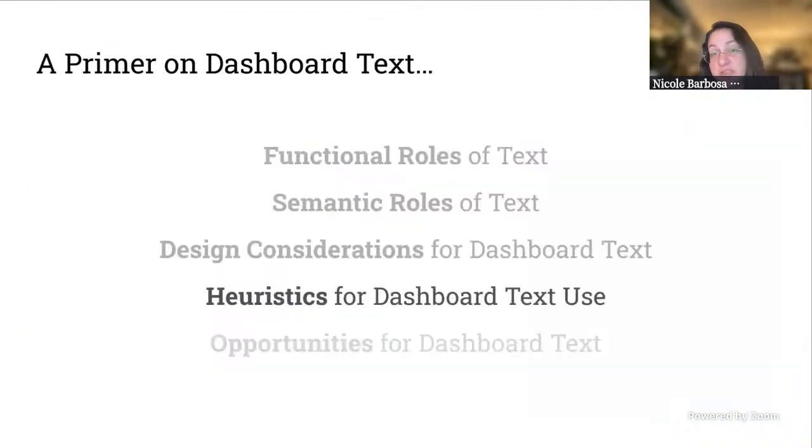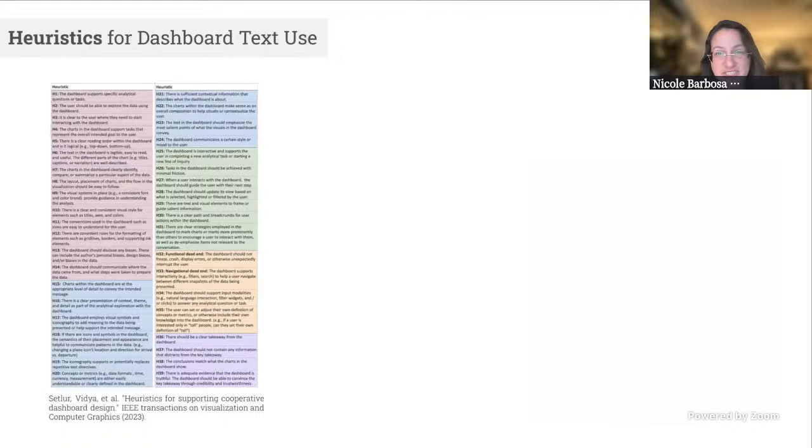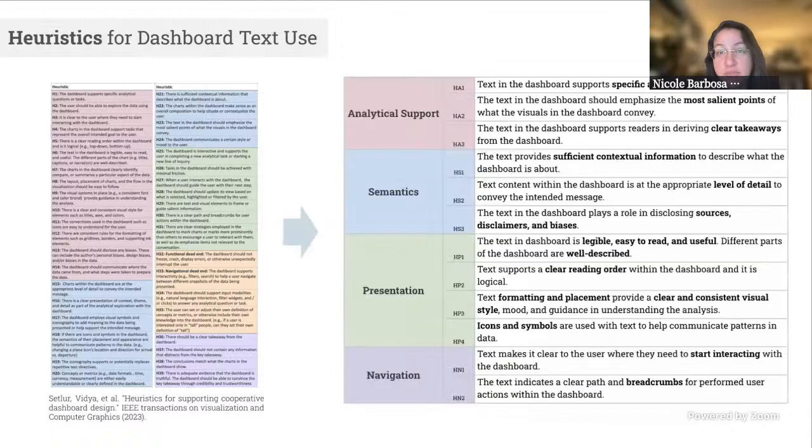Reflecting on all these practices, we took a stab on what dashboard text recommendations could look like. We built on Vidya and Melanie's, the session chair's, past work that proposed 39 conversational heuristics for dashboard design and transformed them into 12 heuristics for dashboard text.